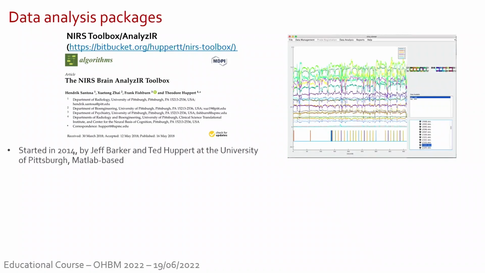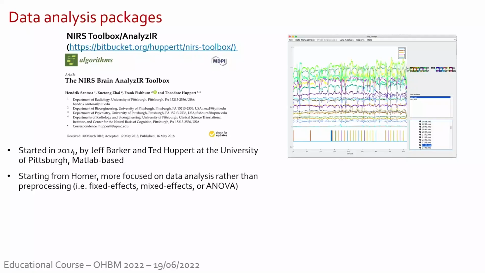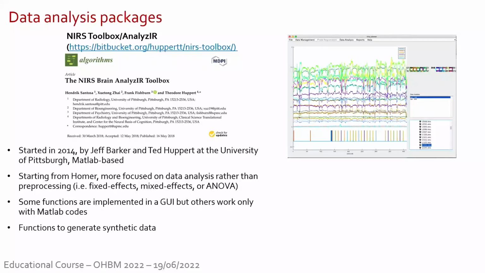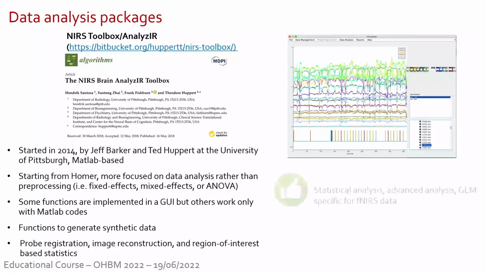A very similar tool is NIRS Toolbox Analyzer, which actually was born from someone that developed the first Homer version. So the GUI itself is also very similar. It started from Homer, but it's more focused on the data analysis. So it's actually the opposite of Homer. Not very good for pre-processing, but great for more advanced data analysis. And you can even just generate synthetic data, do a little bit of image reconstruction and things like that.